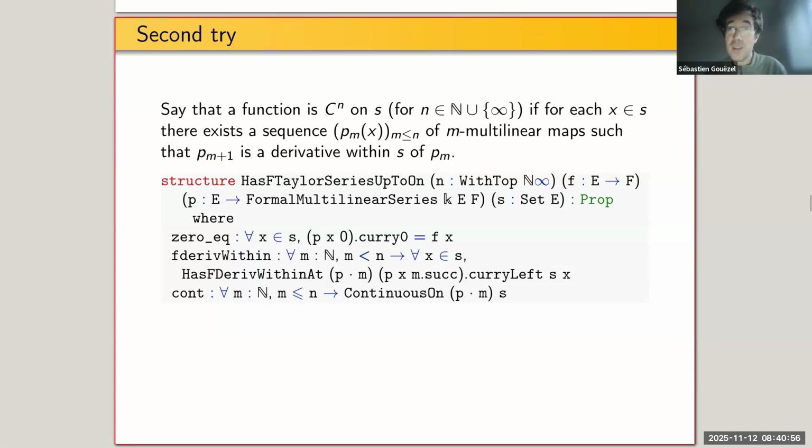Can you ask the question, because I don't see the chat here? Yeah, I can ask it. So should m be strictly less than n in the definition? I think you've written that in the Lean code, but not above. So I think it's fine.